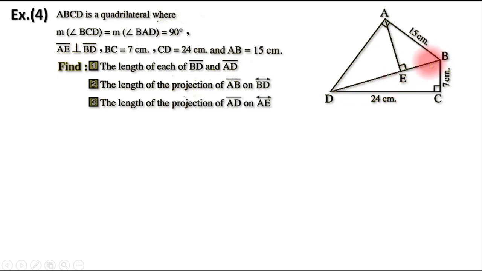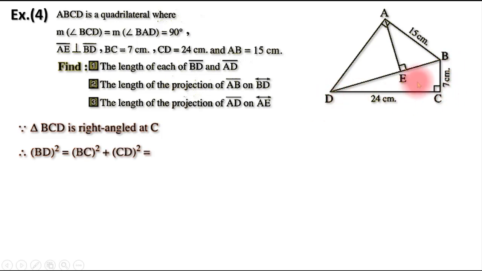We can find the length of BD from the triangle BCD. Since this triangle is a right angle triangle at C, therefore BD power 2 equals BC power 2 plus CD power 2, which equals 7 power 2 plus 24 power 2, equal to 625. Then the length of BD equals the square root of 625, which equals 25 centimeters.